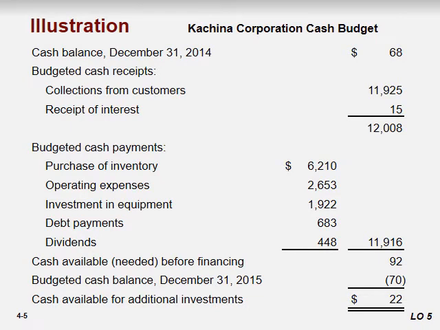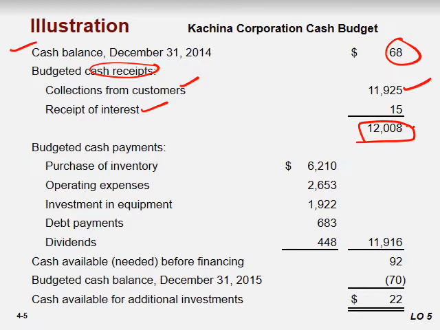Okay, so we have made the cash budget here. The cash balance starts from the beginning cash balance, which is 68 million. Add budgeted cash receipts. The budgeted cash receipts are from customers and from interest. We have 11,925 and we have 15. So our total cash collection here is 12,008.